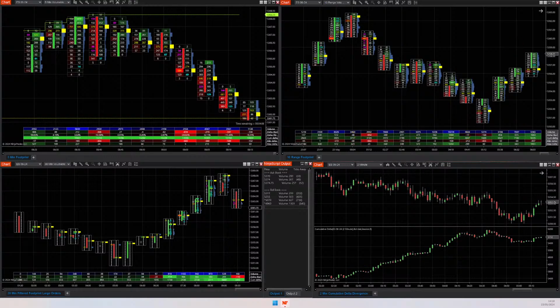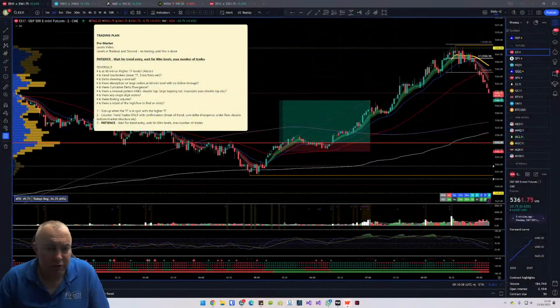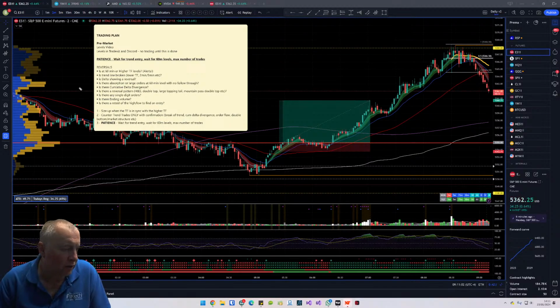This is a sack reversal I was looking for. So if I go back to my main screen on the checklist, and I was just talking about this in the video at the time, so I thought, you know what, I'll take it. So we had cumulative delta divergence, the reversal pattern was this double bottom here, and it's on the VWAP, and it's at a 60-minute level. So 60-minute level, trend line broken, delta was definitely showing a reversal.